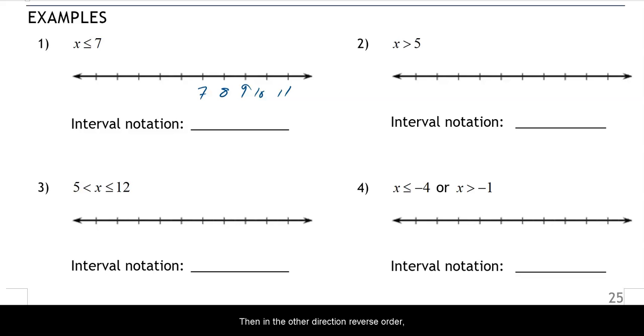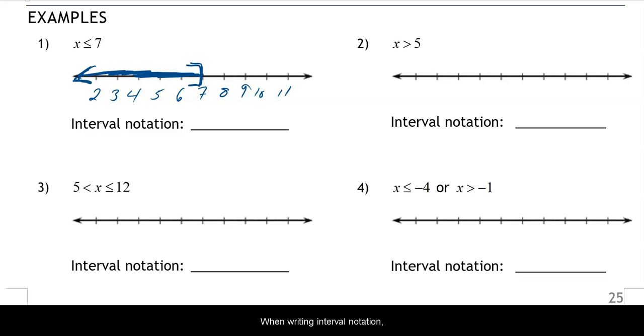Then going the other direction in reverse order, remember, 6, 5, 4, 3, 2. It's okay that 0 is not on our number line. It does not need to be. Okay. Since we have a less than or equal to, we're going to have a bracket. Since it is less than, we're also going to be going to the left of 7 towards those smaller numbers. So I'm going to put my bracket on 7 facing the left, and then shade my number line, put my arrow to show that it keeps going.